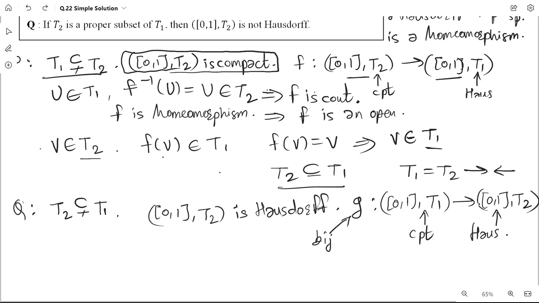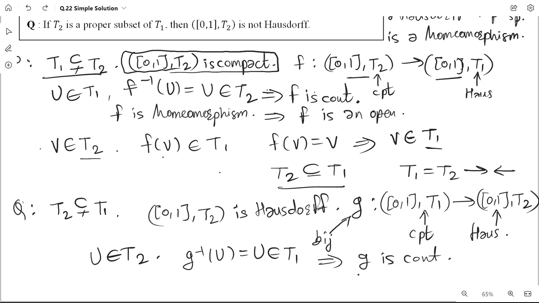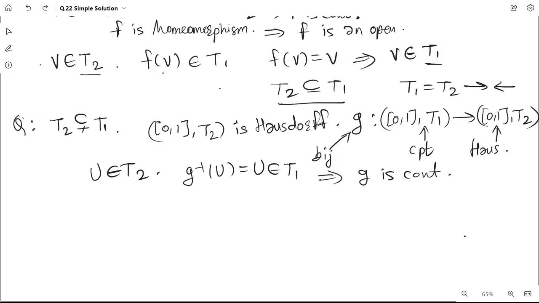Also let's take one open set in the codomain, so U belongs to T2. Then G inverse of U is U because G is the identity map, and T2 is contained in T1. So U belongs to T2 implies U belongs to T1. So it means that G inverse of U is open in the domain. So this implies G is continuous. Thus, we have a continuous bijection from a compact space to a Hausdorff space. So using the theorem, we get that G is a homeomorphism.